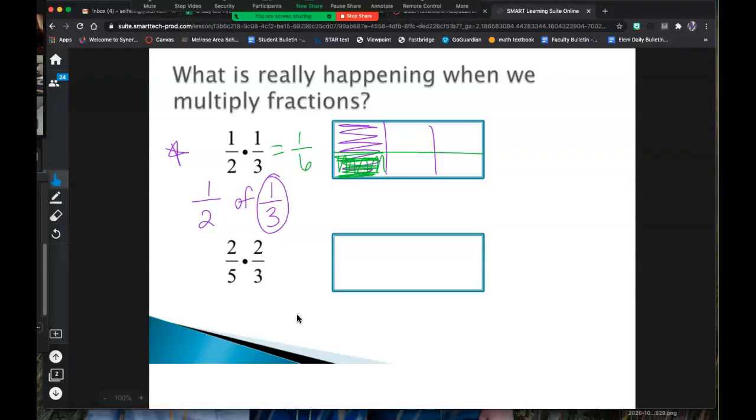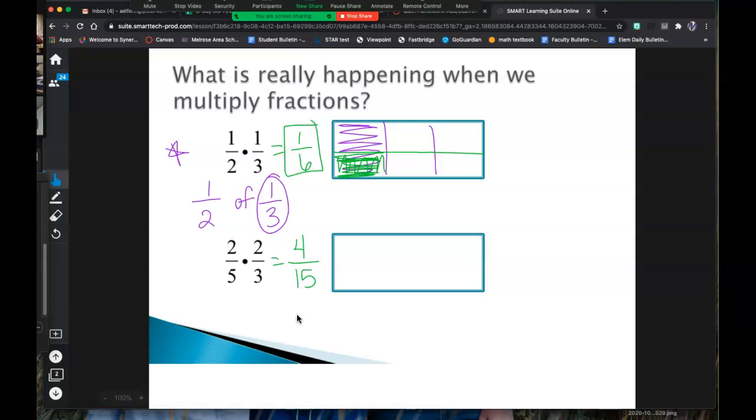Okay, and I think maybe we all remember that when we multiply fractions, we really just multiply the top numbers, multiply the bottom numbers, and get our answer. So when I look at the second one here, 2/5 times 2/3, I'm going to multiply the top numbers. 2 times 2 is 4. And multiply the bottom numbers. 5 times 3 is 15. And so my answer would be 4/15.